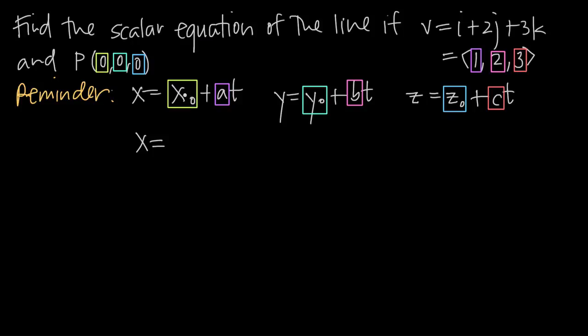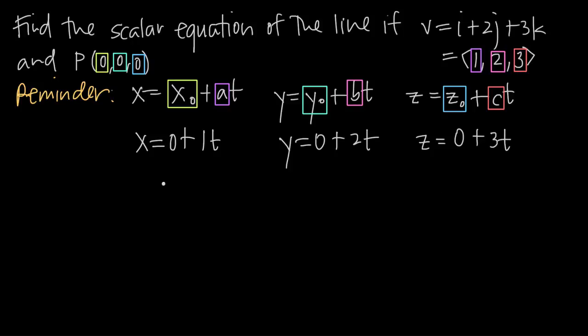x is going to be equal to x sub 0, which we pull from here, so we get 0, plus a, which we pull from here, so we get 1 times t, and the t always stays in there. Then y is equal to y sub 0, which we pull from here, and we get 0, plus b comes from here, so 2t, and then z is going to be equal to 0 plus 3t.